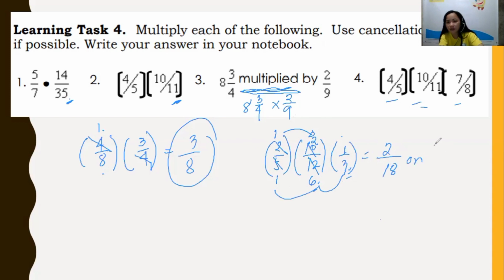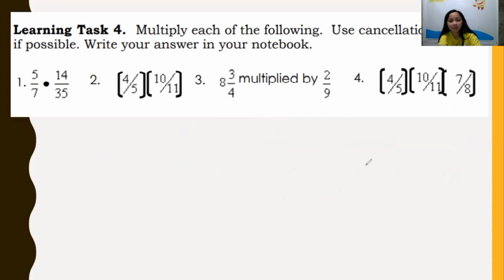We still have the lowest term, which is 1/9. Bakit hindi naka-lowest term agad? Di ba na-cancel naman tayo? Kasi we still have here 2 at 6 na pwede pang i-cancel out. So, okay lang yun. Pero basta, we need to express the answer in lowest term. So now, it's your turn to answer the learning task number 4. Let's proceed to the next slide.